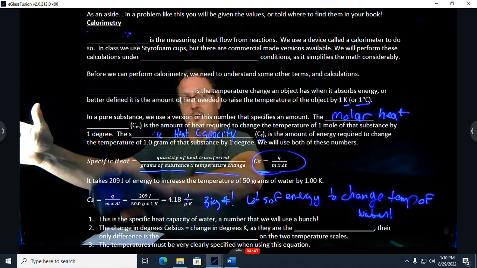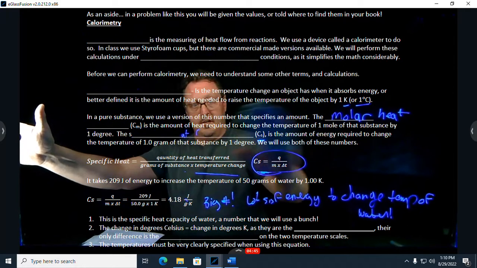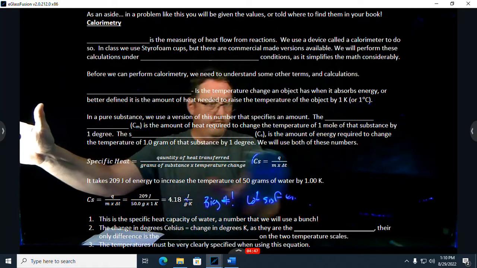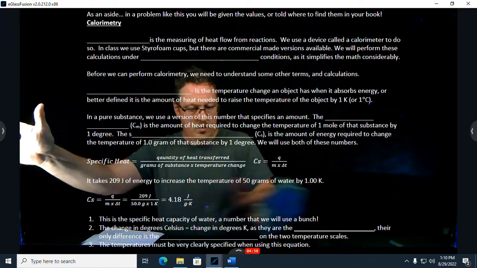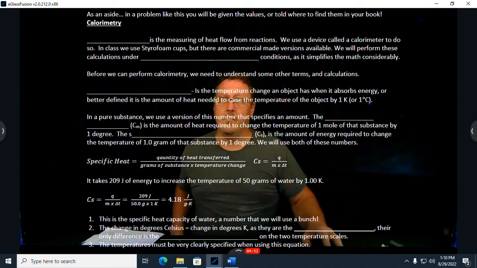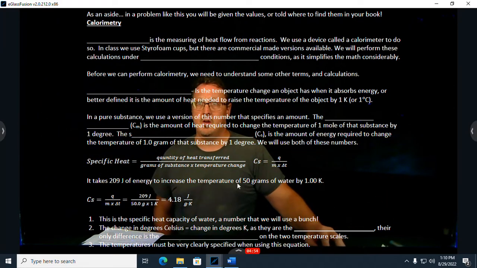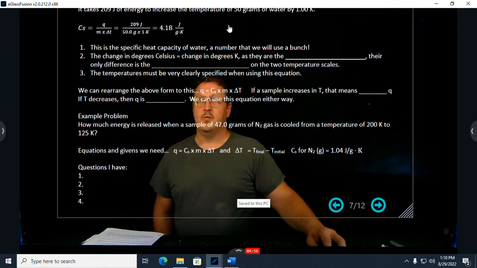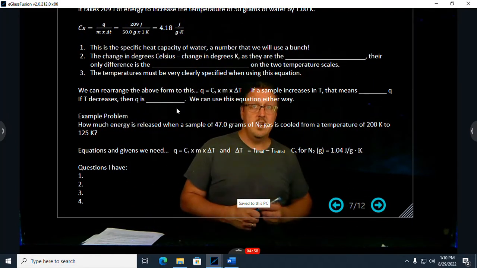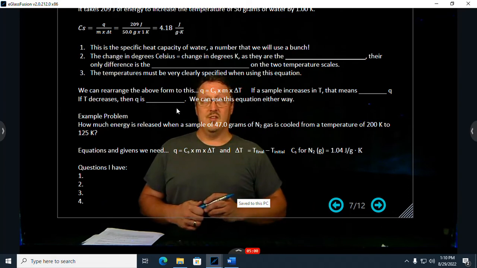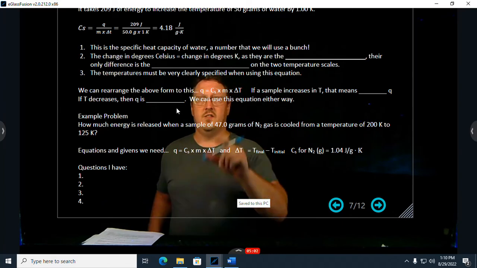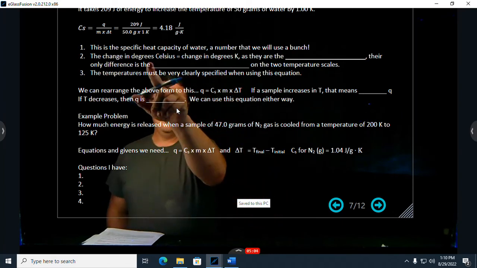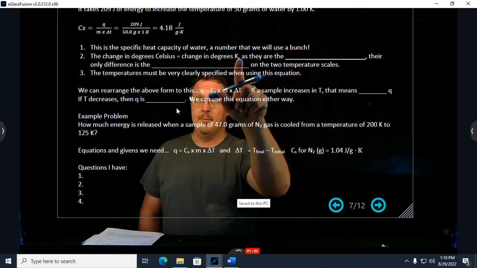So I gotta erase this and get you guys a clean slate to continue. So here we go. Okay, let's scroll this up, and there we go. So this is the specific heat capacity of water. And like I said, that's a number that we're going to use a ton. So the change in degrees Celsius equals the change in degrees K. I said I was going to explain that, and here I am.